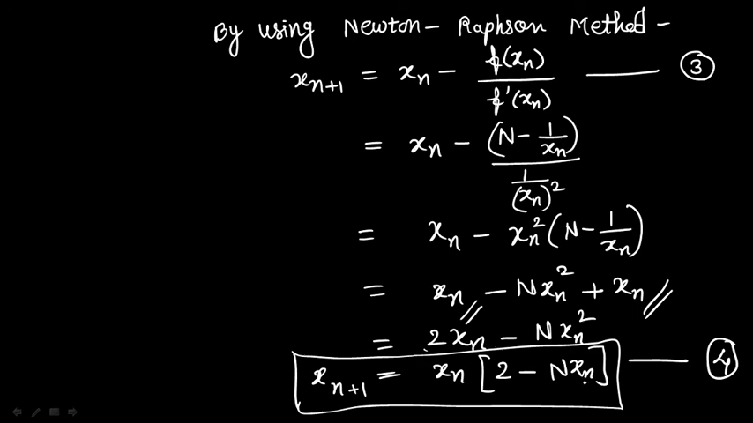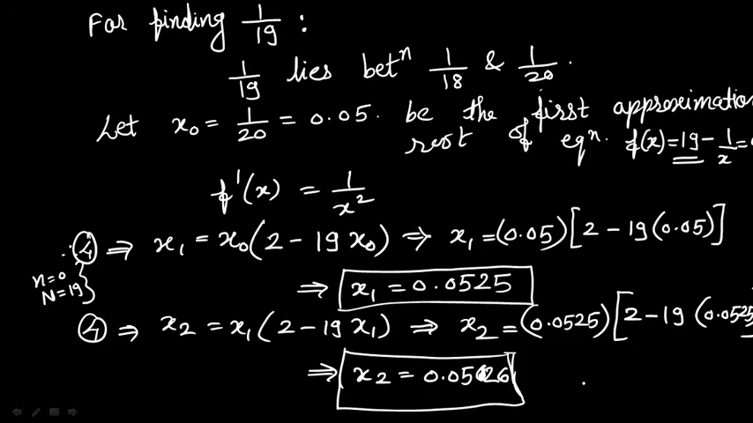Now from this result we have to find out 1 by 19. For finding the 1 by 19 value, this lies between 1 by 18 and 1 by 20. Now x not equal to 1 by 20, we can take any value here. For simplicity, I consider x not equal to 1 by 20 here, and its value is 0.05. This is the first approximation. Then f dash of x, substitute these values in the formula number 4 and x1 equal to 0.0525. We have to find all the answers up to 4 decimal places.